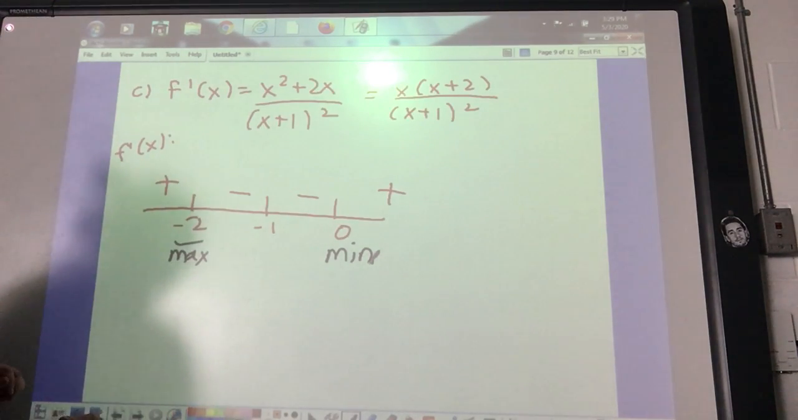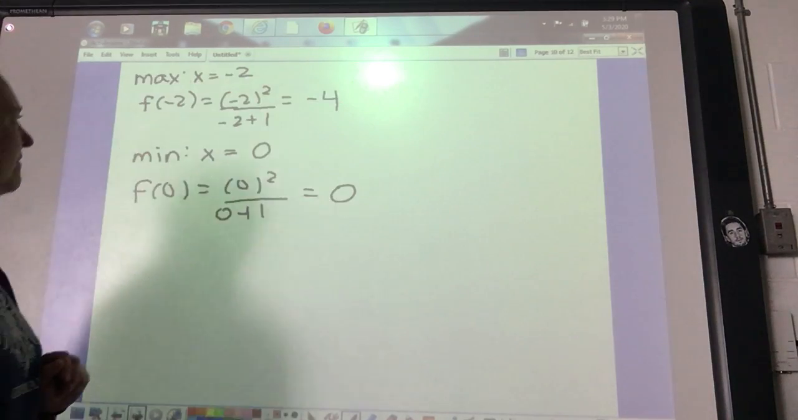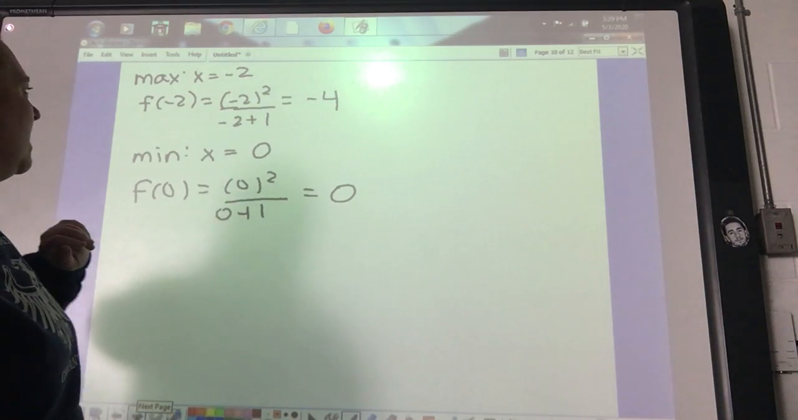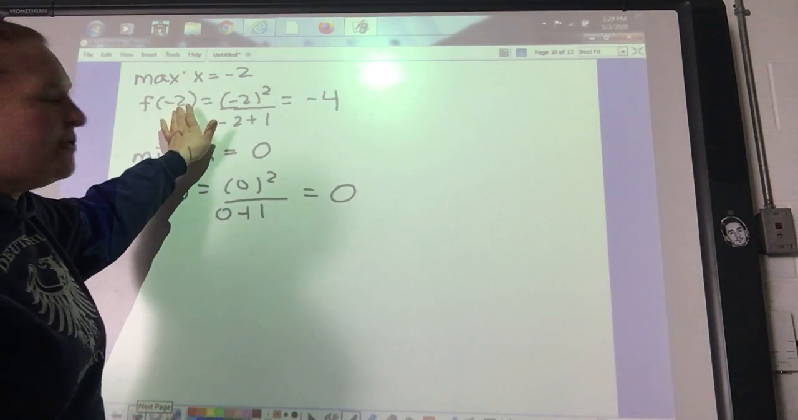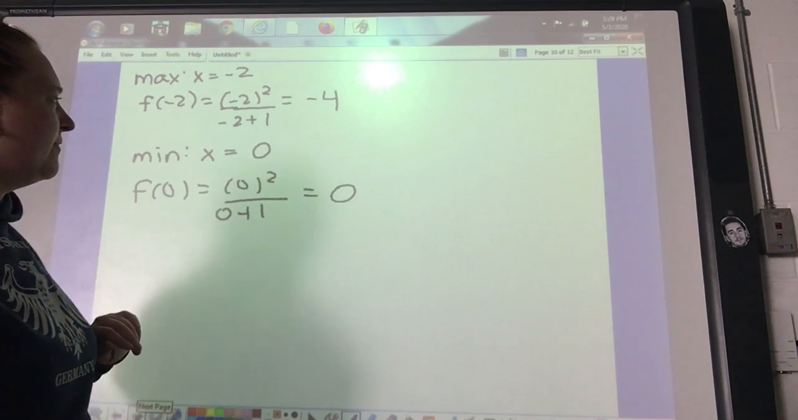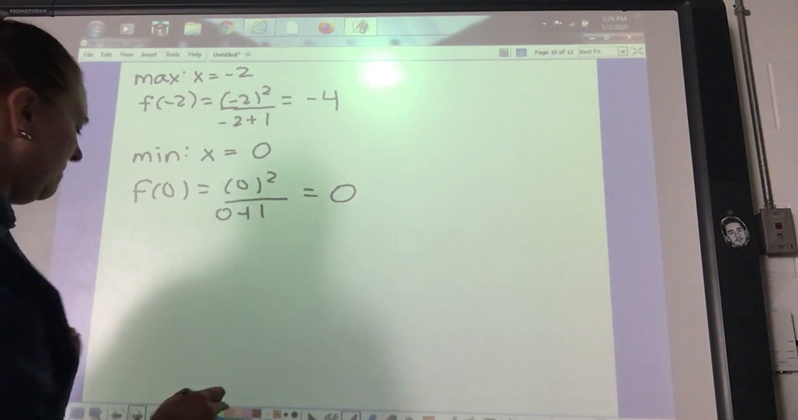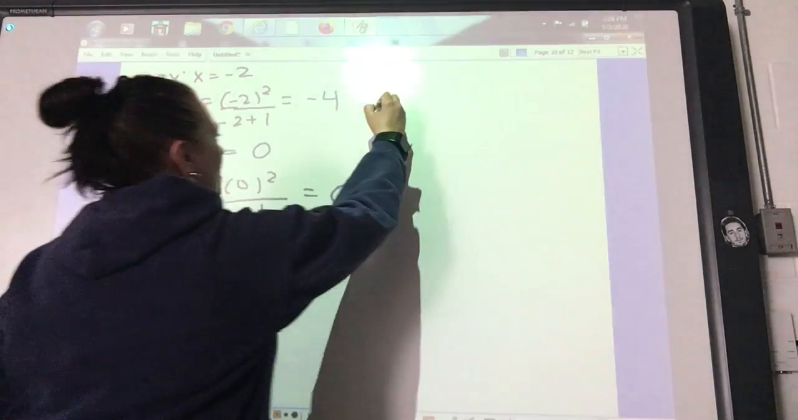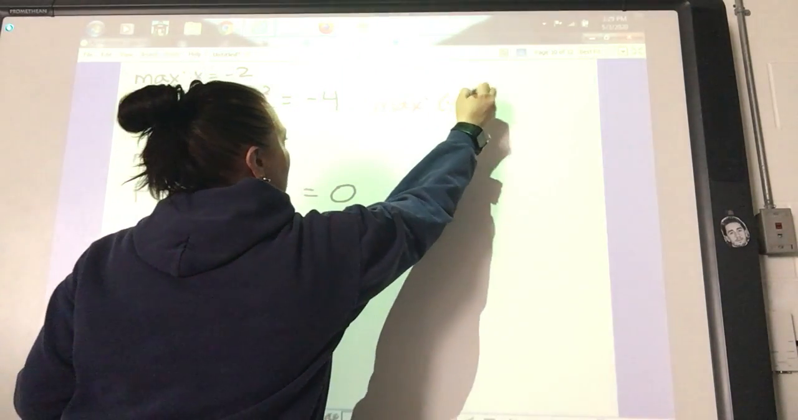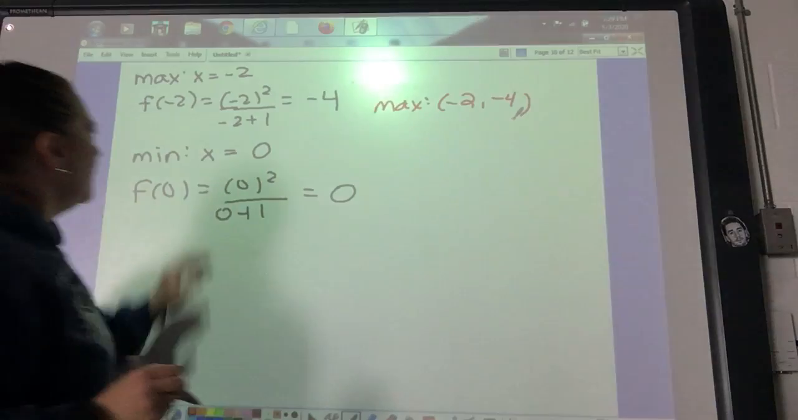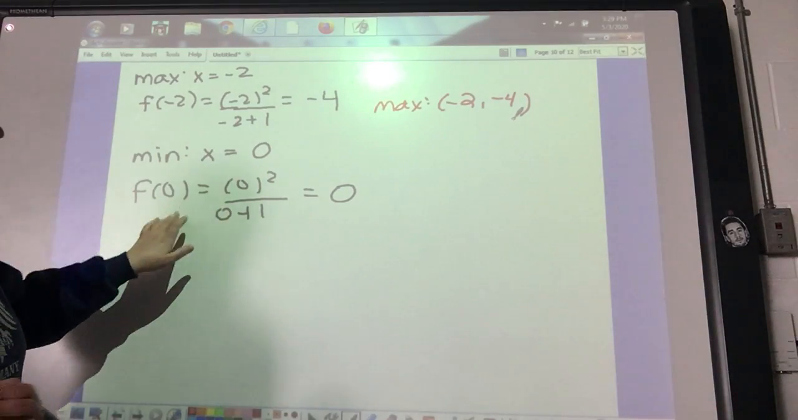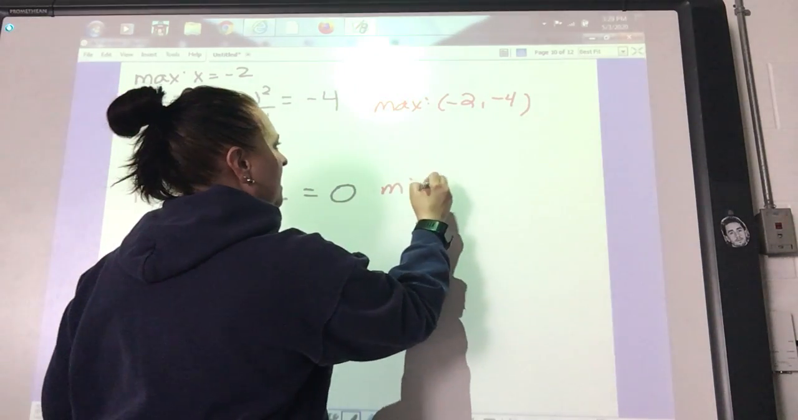Now I'm going to solve for the corresponding y values before I go any further. Again, I've done that work already. Remember when you plug it in, you're going to the original function, not the first derivative. So if I've done it correctly, when x is -2, we get -4. That means on our graph, we're going to have a max value at (-2, -4). Then we test where x is 0, we get 0, so I have a min at (0, 0).